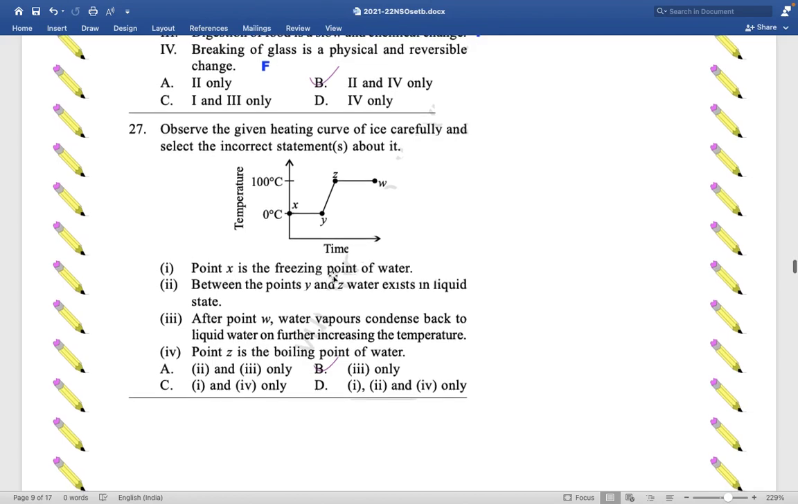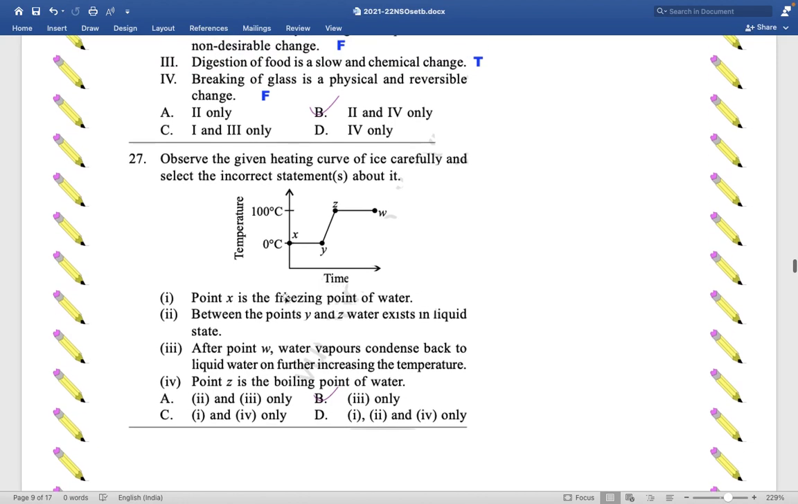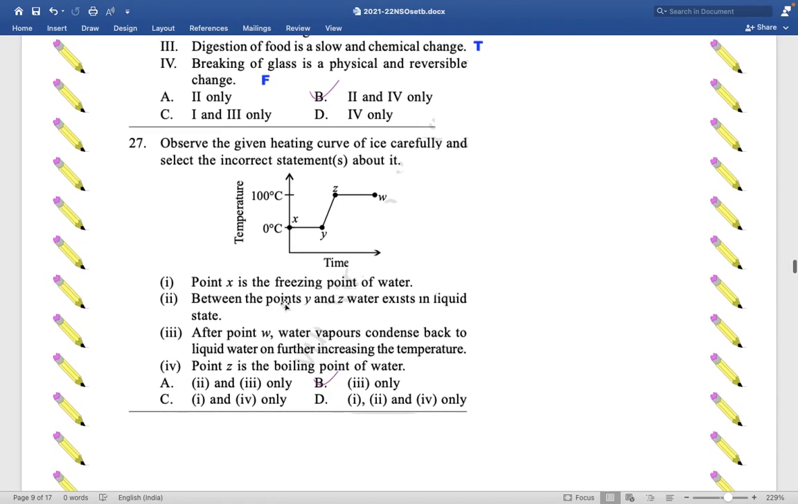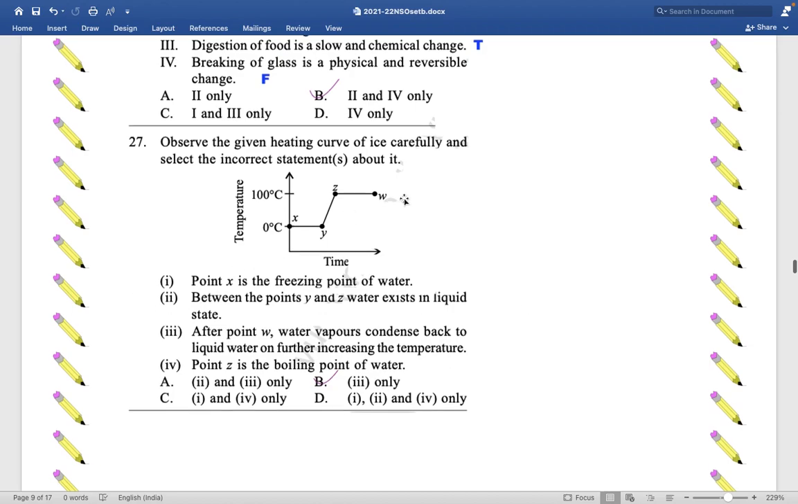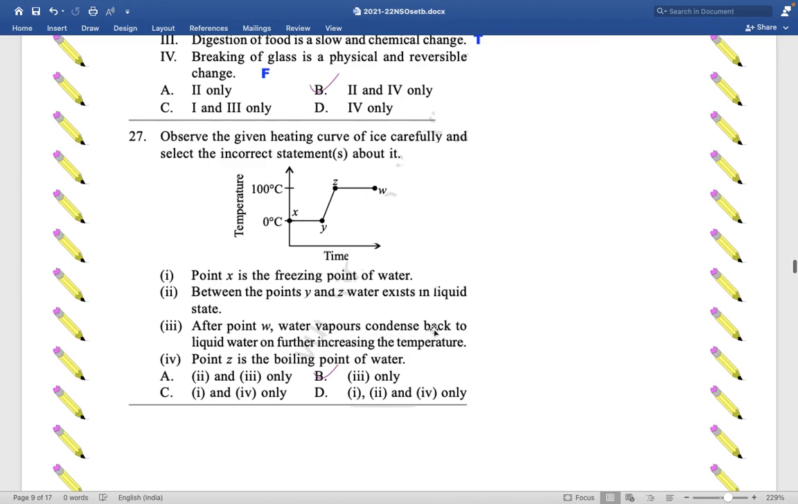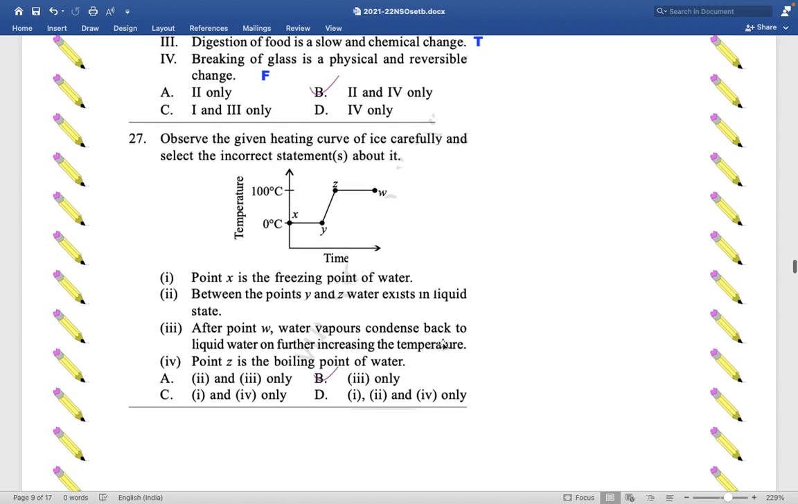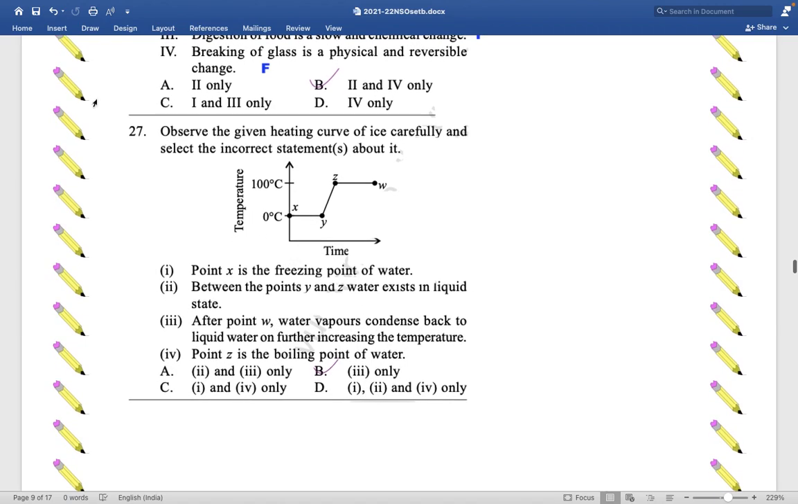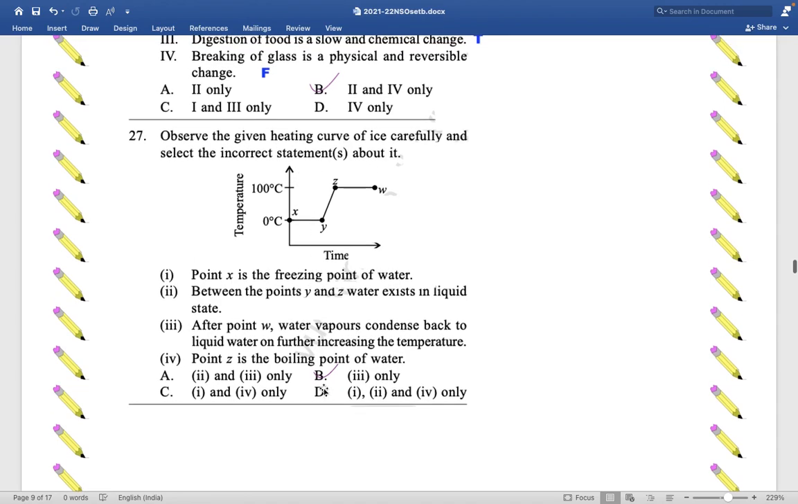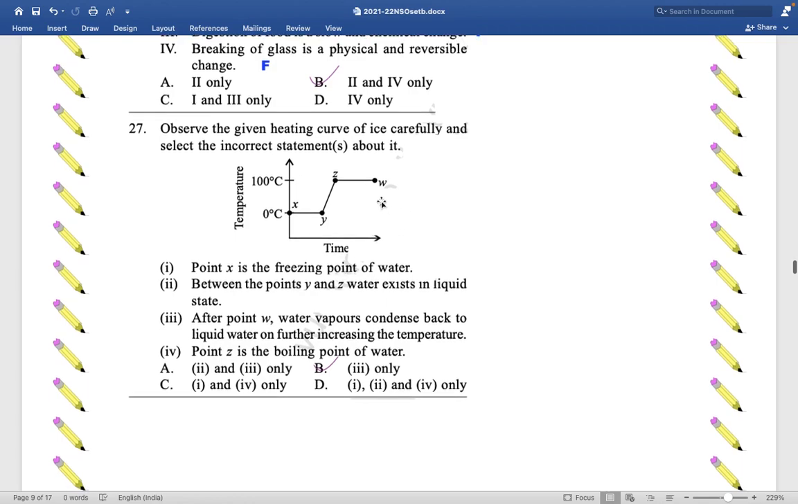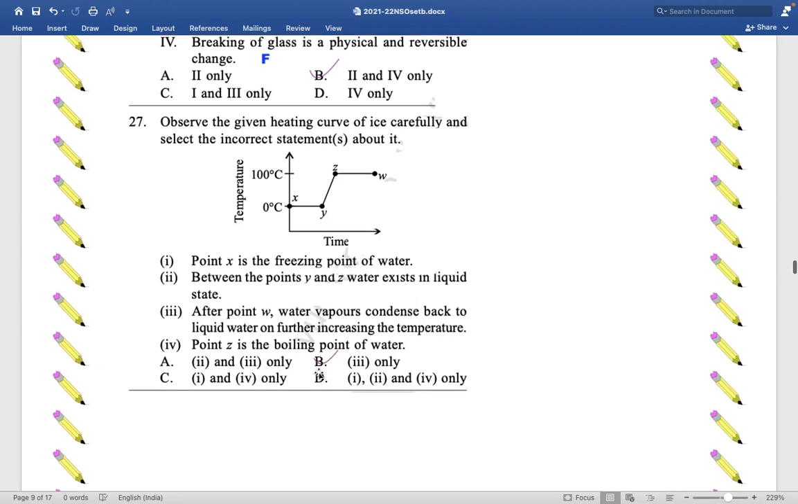Point X is the freezing point of water. This is true. Between the points Y and Z, water exists in liquid state. This is also true. After point W, water vapors condense back to liquid water on further increasing the temperature. This is false. The water vapors condense back on further decreasing the temperature. Point Z is the boiling point of water. This is correct. So B is the correct answer.